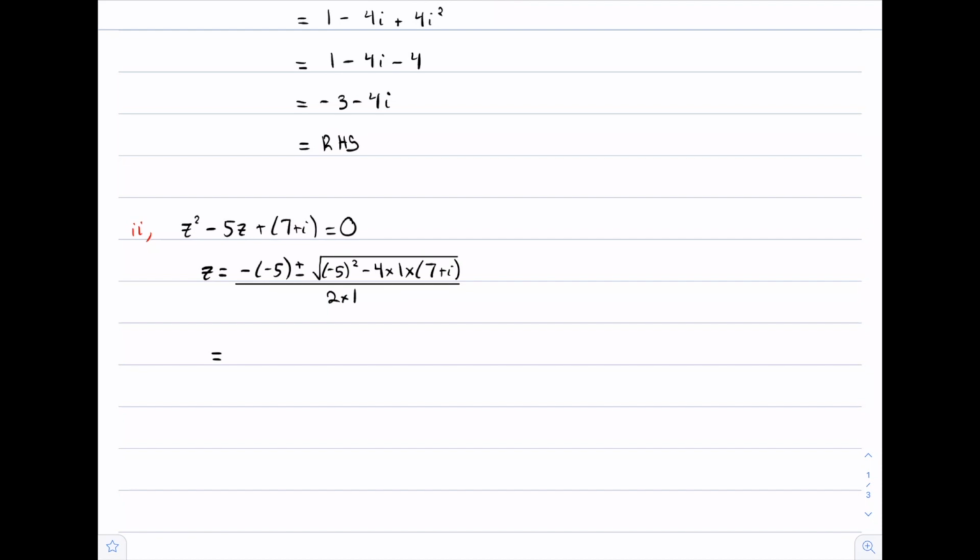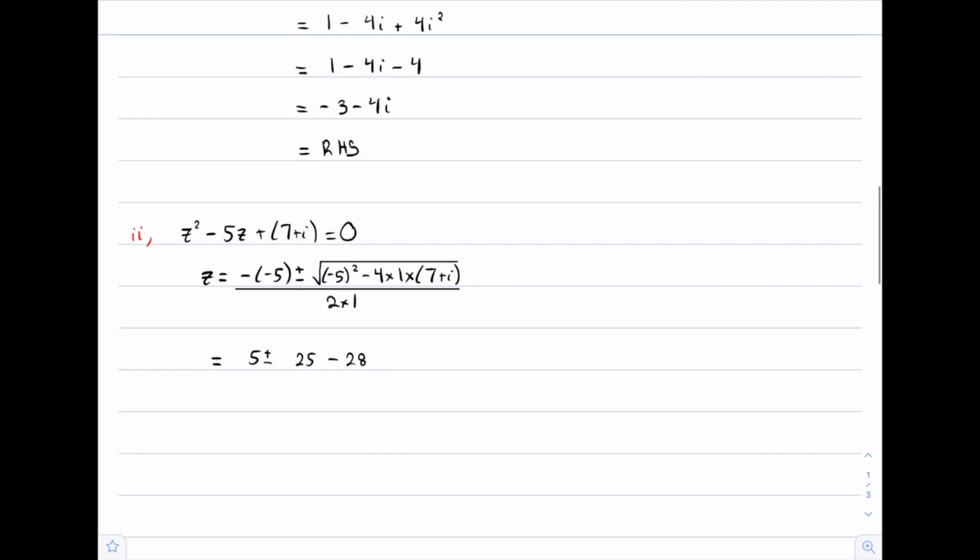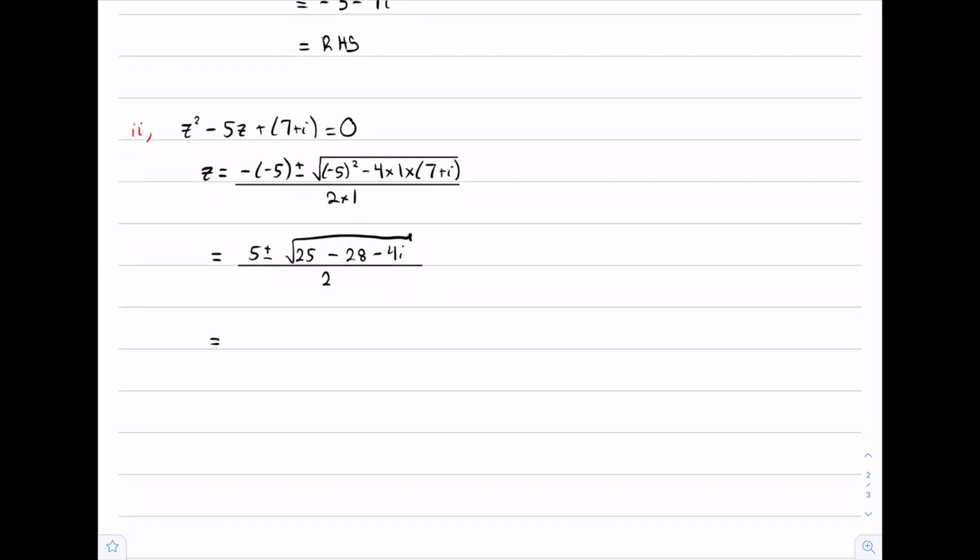Now we have minus minus 5, which is positive 5, plus or minus. Underneath the square root, we have 25. And then we have negative 4 times 1, which is 4. And then 4 times 7 gives us the negative 28. And then the negative 4 times i gives us negative 4i. And then we want to take the square root of that, all divided by 2 times 1, which is 2. If we continue simplifying what's underneath our square root, 25 minus 28 is minus 3, and then we have the minus 4i.